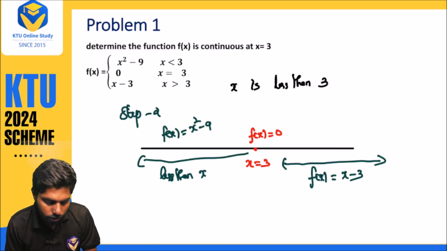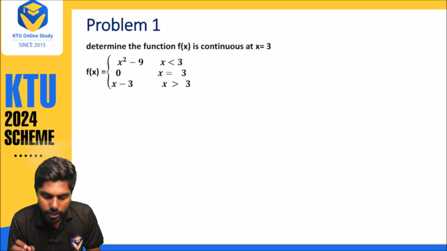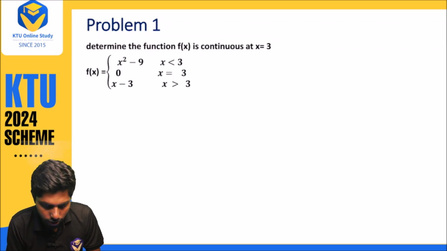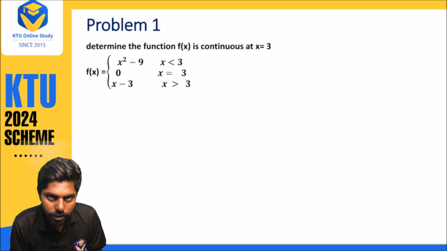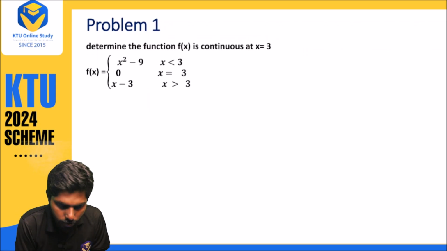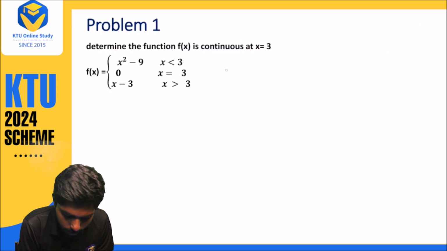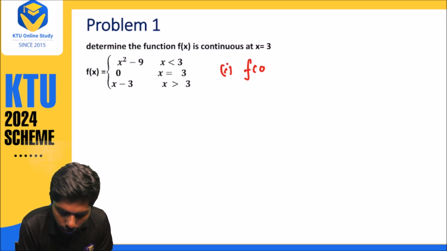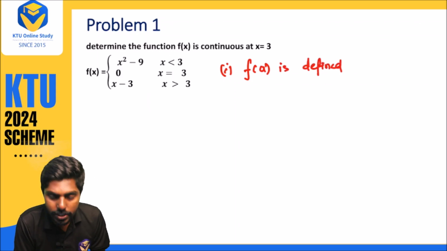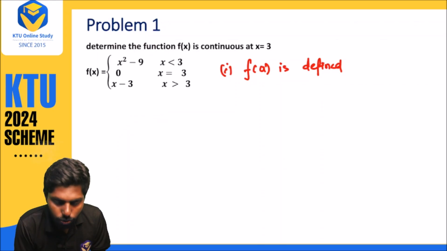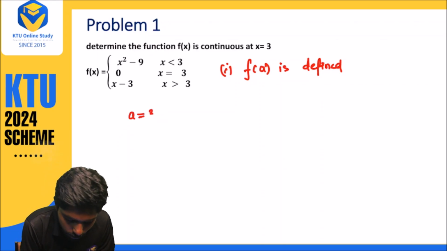So what about the third step? They have given f of x is continuous at x is equal to 3. That means, if f of x is continuous, what conditions should be satisfied? The first condition is that f of a is defined. That means it should not be infinite. So what is our a? Our a is equal to 3.